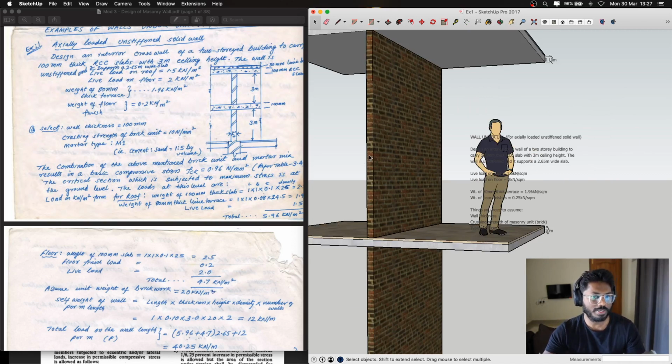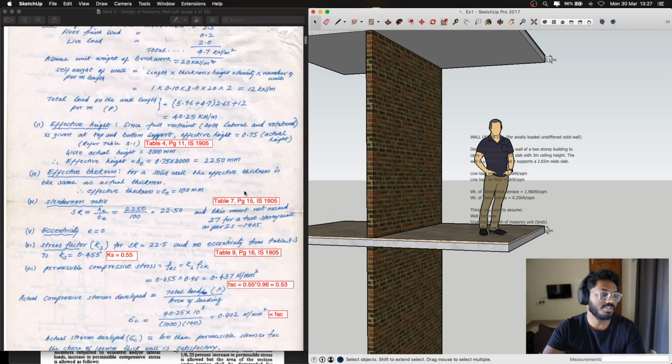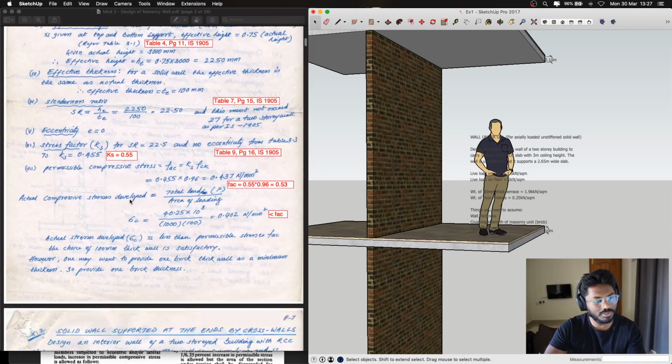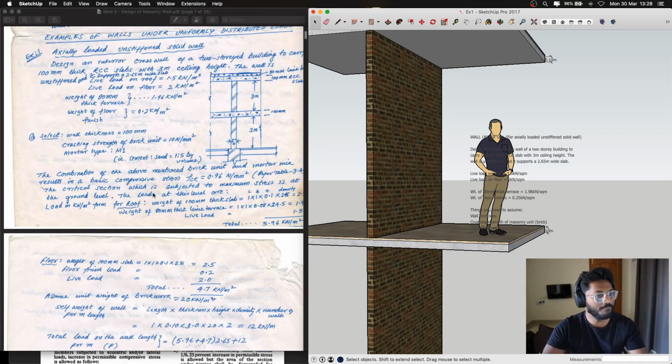Now, the assumption over here ultimately has to satisfy the design criteria. Your assumption should be validated by checking against the total compressive force that is acting on top of it. If it is resisting that particular load, that means your assumption is valid. For instance, the actual compressive stress developed is so and so, which is less than the permissible stress. So it is satisfactory. That's how we need to validate our assumption. Let's go back to our problem.